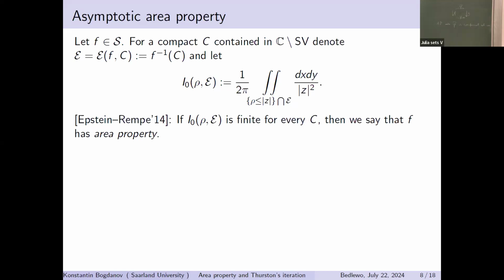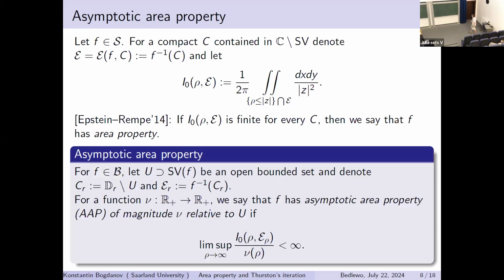Of course, this should be helpful for us because if we consider escaping dynamics, we must have some control near infinity because there are infinitely many points there. However, for our purposes, we need a somewhat more uniform control on what's happening near infinity. Something, on one hand, a bit stricter than just the area property. Let's consider the asymptotic area property.